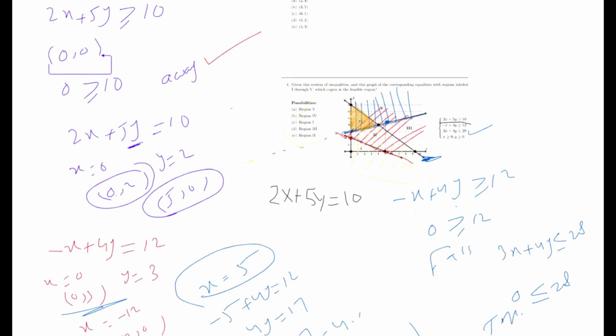Okay. So if it's false, it's away from the origin. This is your origin, this one. This point is called the origin. Oh, so is 0, 0 always the origin? Yes, 0, 0 is always the origin. Okay, I got this one.